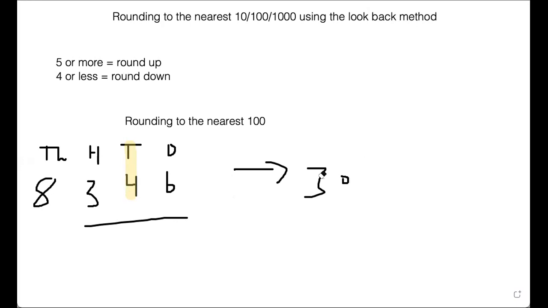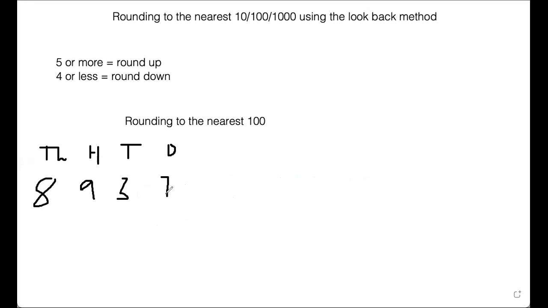You can use the same method to round to the nearest 1000 too. If I had, again, 8,937. This is where it gets slightly tricky. We're going to be rounding 8,937 to the nearest 1000. The look back method tells you to, well, we're rounding to the nearest 1000, start in the thousands. Look back, it's a 9. That is 5 or more. So the whole number rounds up to 9,000.